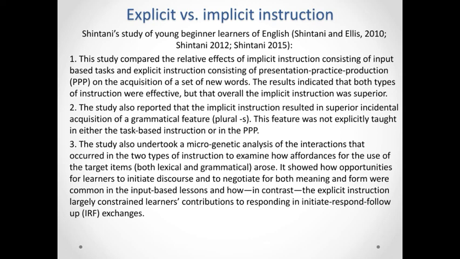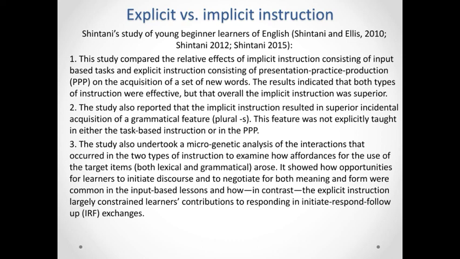And this is the summary of the study. The study compared the relative effect of implicit instruction consisting of input-based tasks and explicit instruction consisting of PPP on the acquisition of a set of new words. The results indicated that both types of instruction were effective, but that overall implicit instruction was superior.